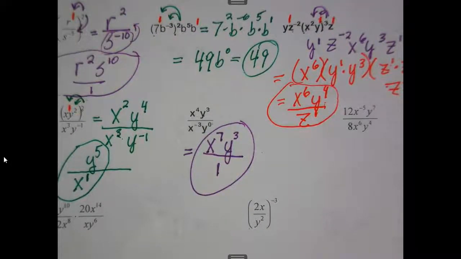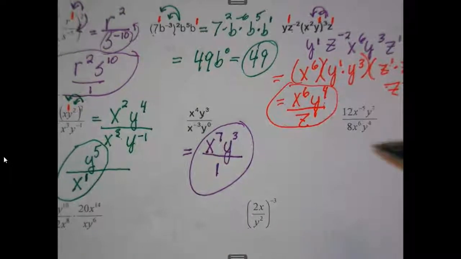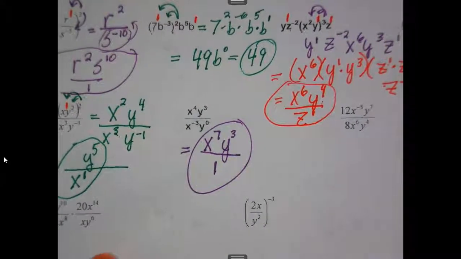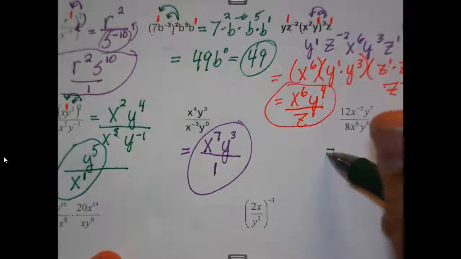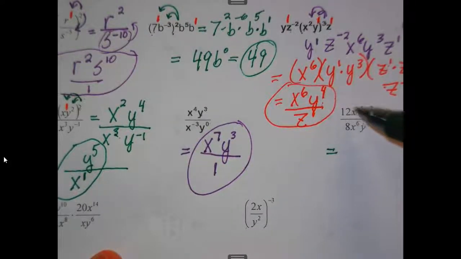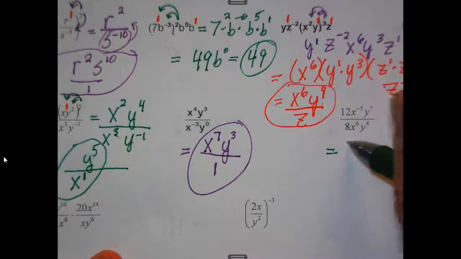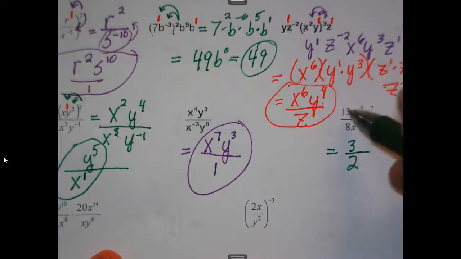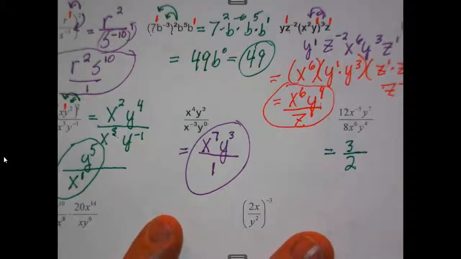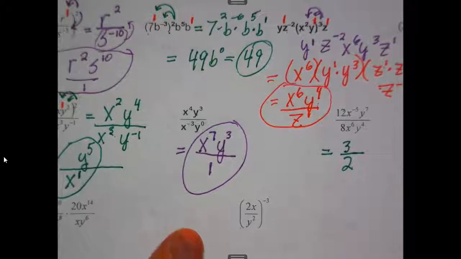Next one. 12 divided by 8. Can't be done. Well, it could, but you get a decimal, right? So let's just make sure it's simplified. What factor goes into both of those? That's right. 12 divided by 4 is 3. 8 divided by 4 is 2. Or you could just put it in your calculators and hit math.